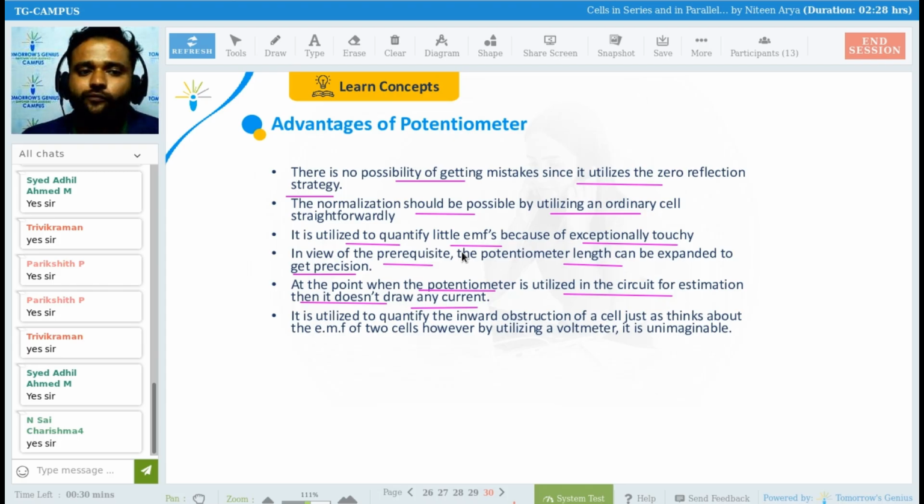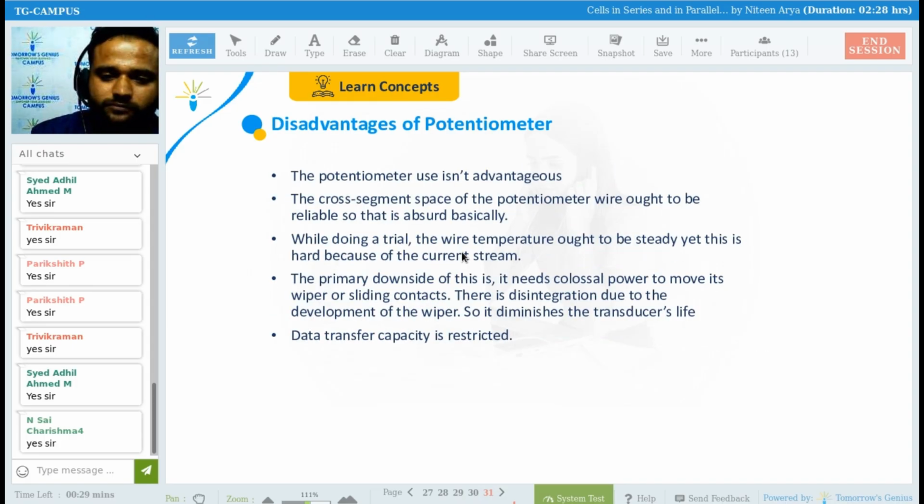So automatically you just get the voltage depending on length, and whatever function you need to do with this. It is used to measure the internal resistance of a cell, as well as compare the EMF of two cells. However, by using a voltmeter, it is impossible.